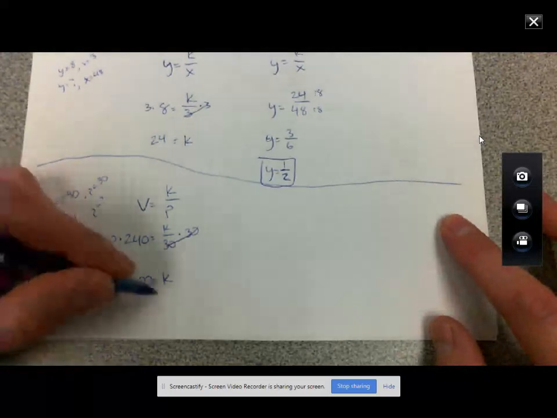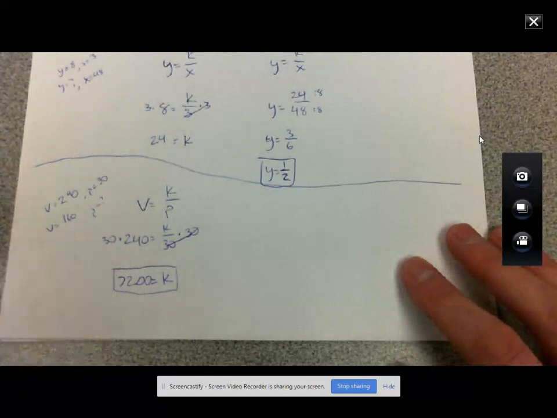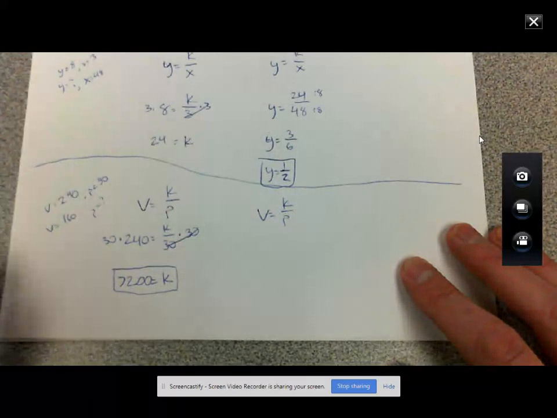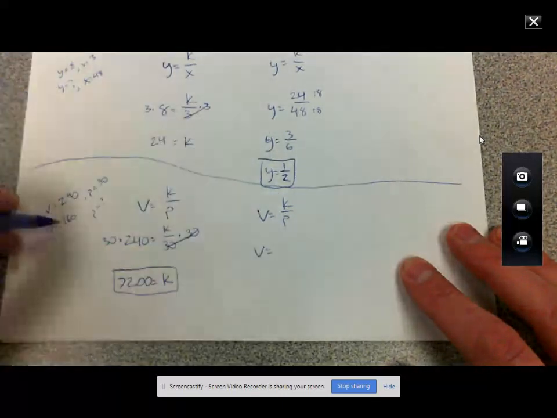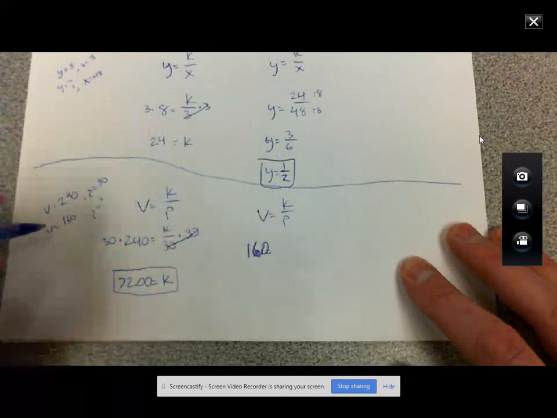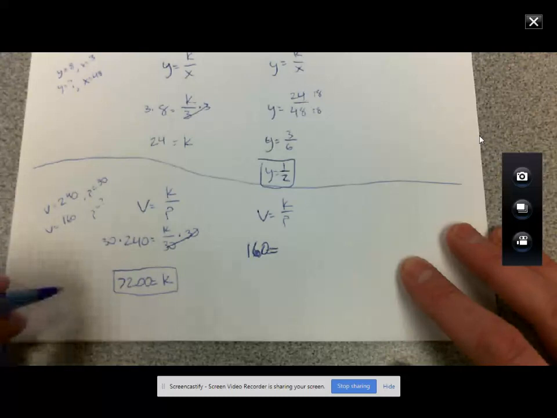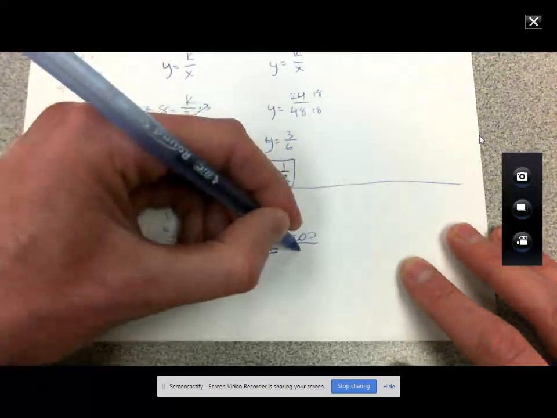So that is the constant of variation in this problem. Again, I boxed it, but we're not done. So V equals K over P. Volume equals the constant divided by the pressure. So, we don't know the, oh no, we do know the volume. Volume is 160. So if the volume is 160, the question is, what pressure would need to be applied to get 160 as the volume? So we know the constant of variation is 7,200 divided by something.